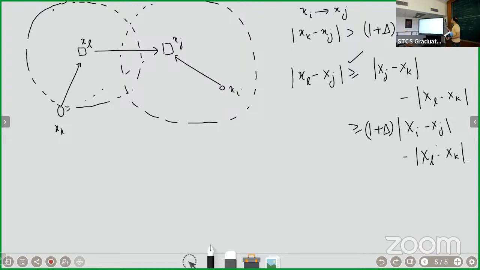I can replace the roles of... what did I do? xl minus xj, I did this way. I can also think of this triangle. What will I get? I'll get another inequality of the same kind. What will be replaced here? And what will be replaced here? I'm just looking at this triangle.